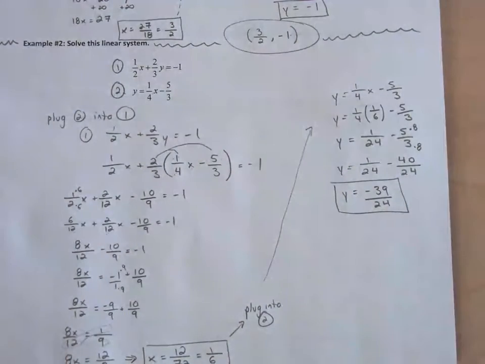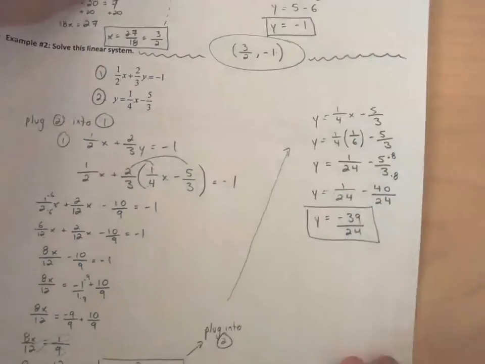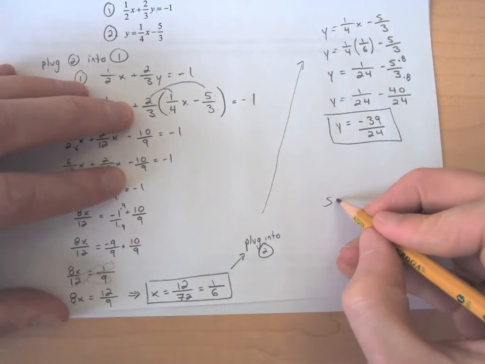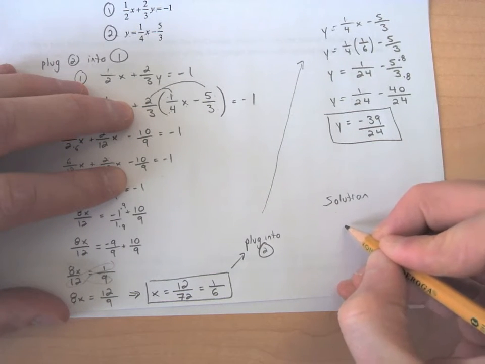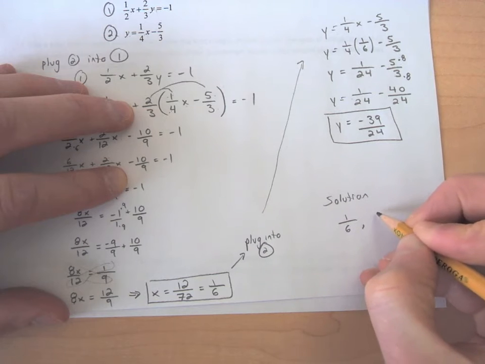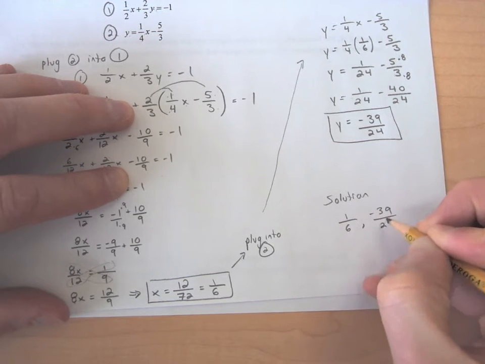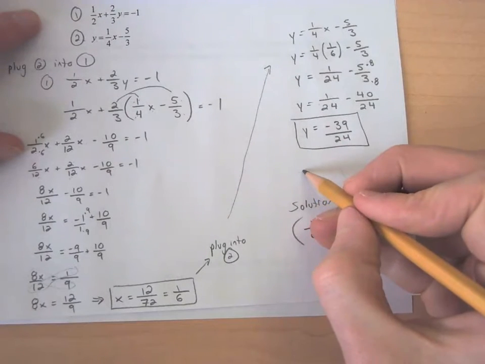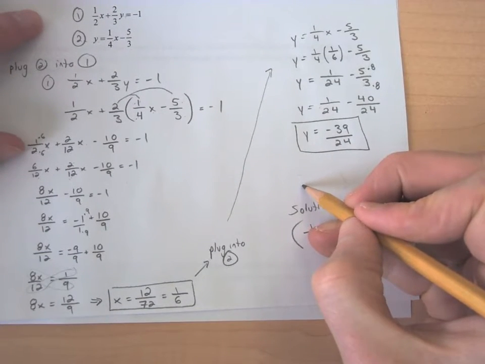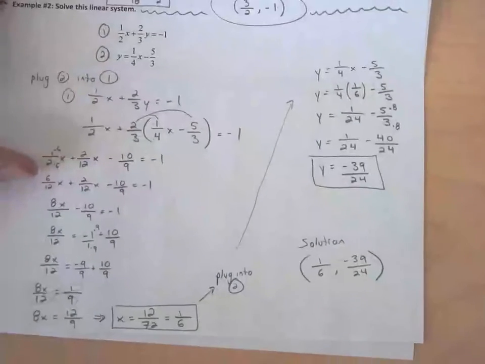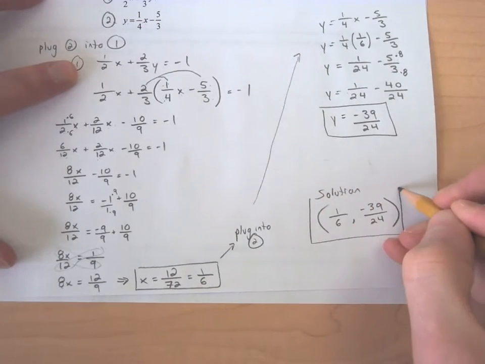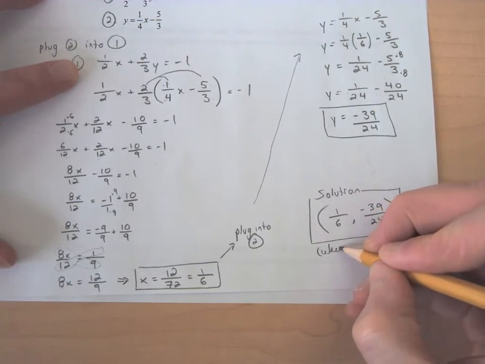So that's my y value that we got, and overall that's the solution to our problem. So our solution is 1 over 6 comma negative 39 over 24. That point on whatever the graph looks like is going to be where it crosses at 1/6 on the x and -39/24 on the y. And that's exactly where the two lines will cross. So that's pretty cool.